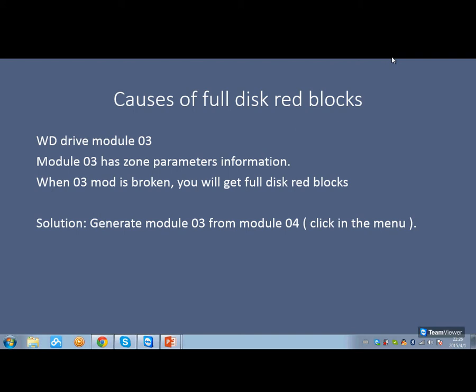WD modules, which are essential to data recovery. So WD has many modules. Just to refresh my memory, for 01, you know 01 is the module map, right? So the 01 is very important.